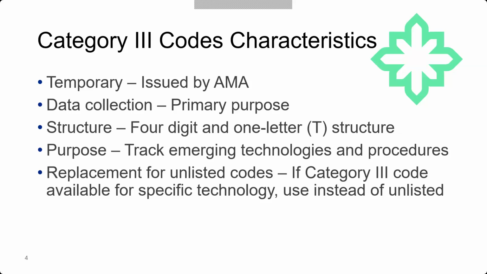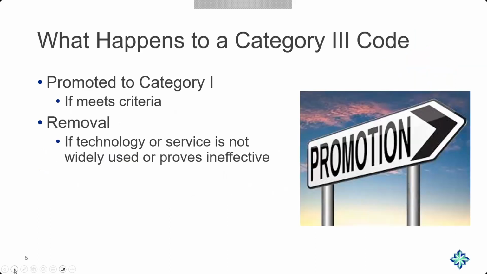So they're a replacement for an unlisted code. If a Category 3 code is available for a specific technology, it must be used instead of one of those unlisted or 99 codes. They can also be referred to or otherwise known as Cat 3 or T codes, as some slang terms that I hear for them in use as well.